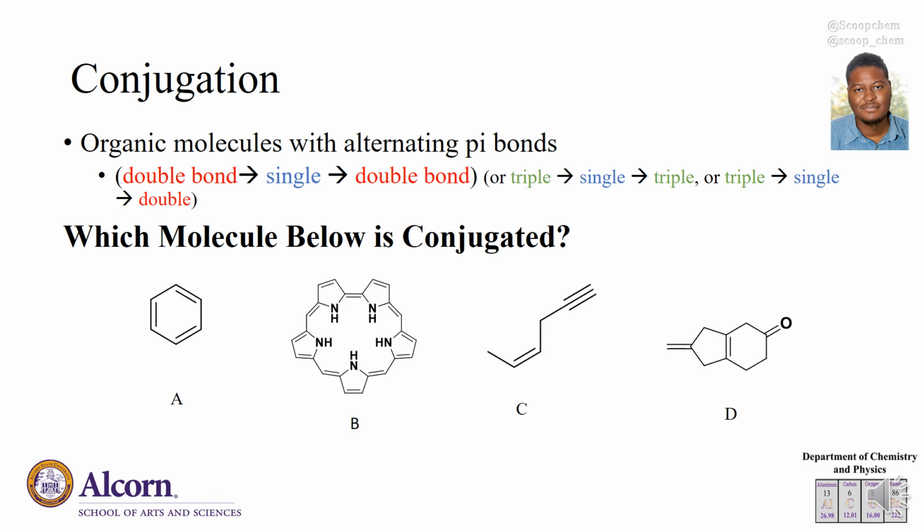All right, so which molecule below is conjugated? There's 4 molecules here, molecule A through D. Can you tell me which molecule is conjugated? I'll give you a few seconds.